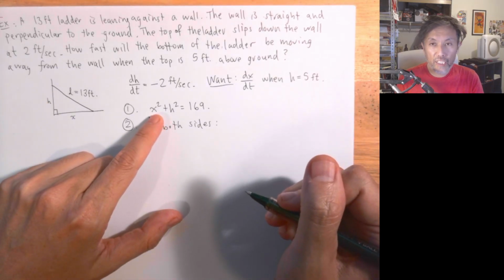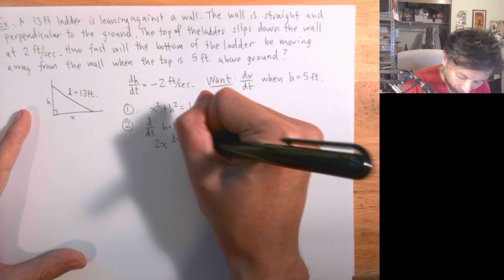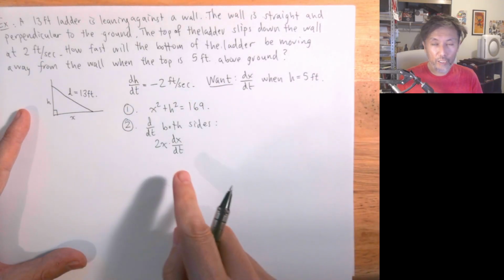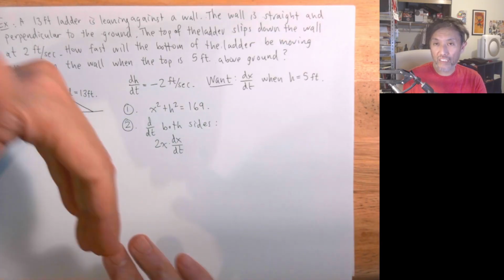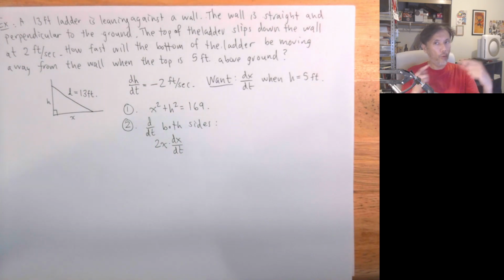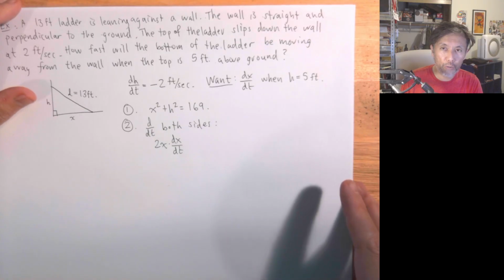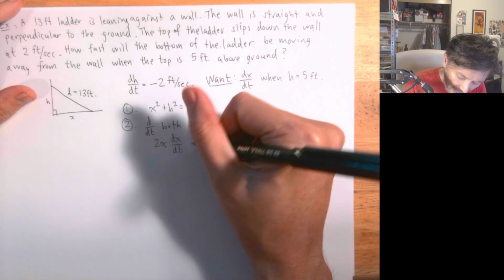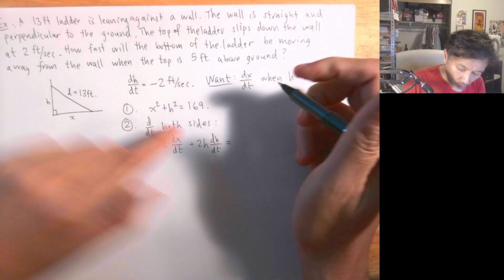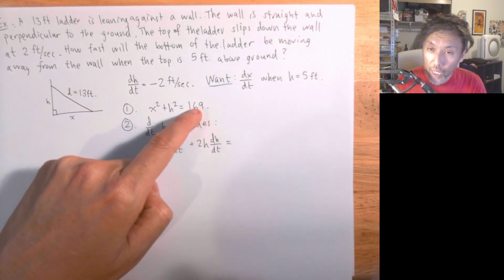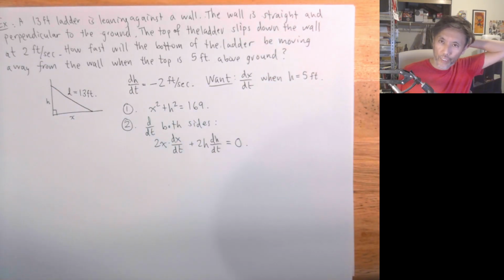The derivative of x squared with respect to t is 2x dx/dt. If you don't understand why that is, chain rule. If you didn't understand that, or that's not a sufficient explanation, go back to when we were talking about going from relationship equations to related rates equations. And h squared is 2h dh/dt. And that's equal to d/dt of 169. By the way, that's 0, because it's a constant. All right?